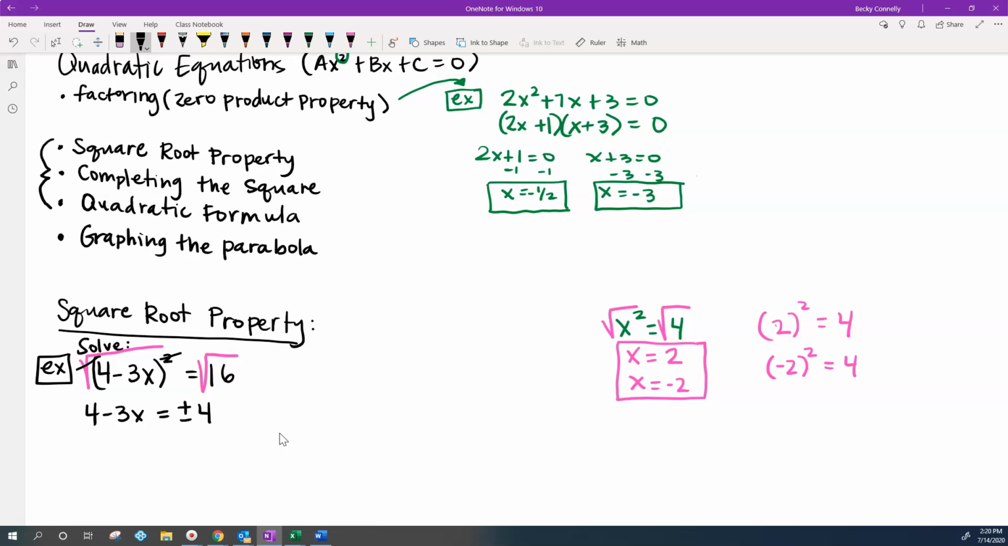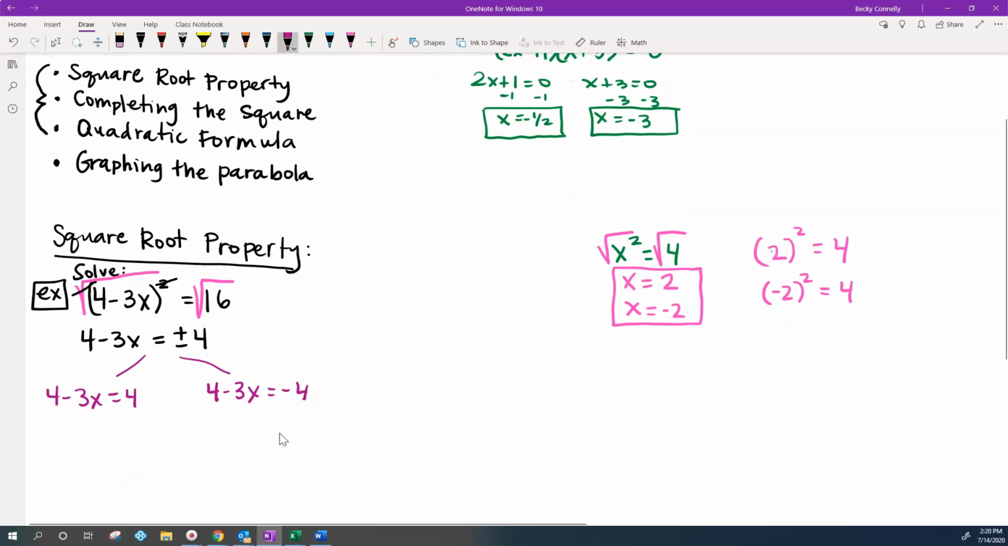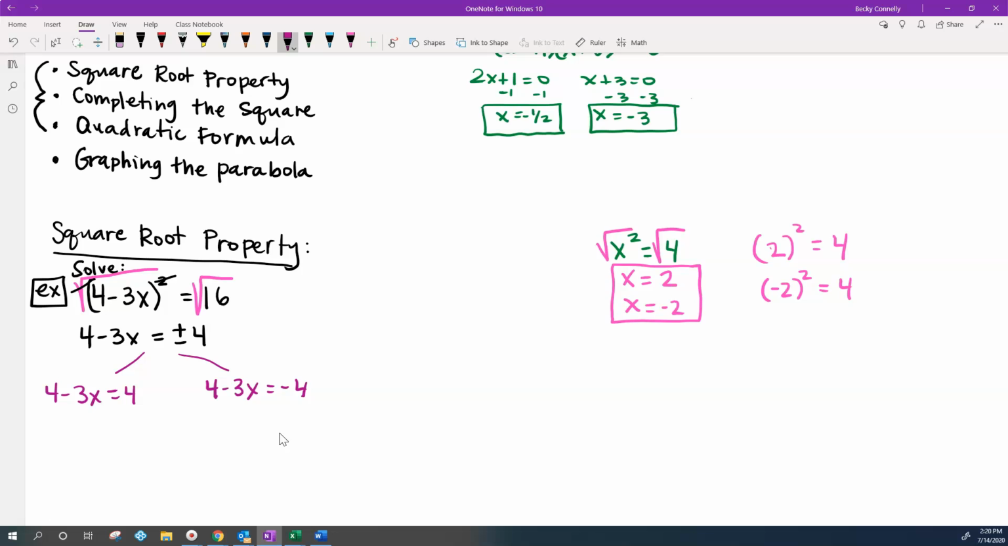And maybe it would be easier to think about this. You could keep the plus or minus in there, or you could write it out as two separate equations. I'm just going to show it as two separate equations. Hopefully it'll make a little bit more sense. So we're saying that 4 minus 3x equals positive 4, and 4 minus 3x equals negative 4. And then we're solving each of those for x.